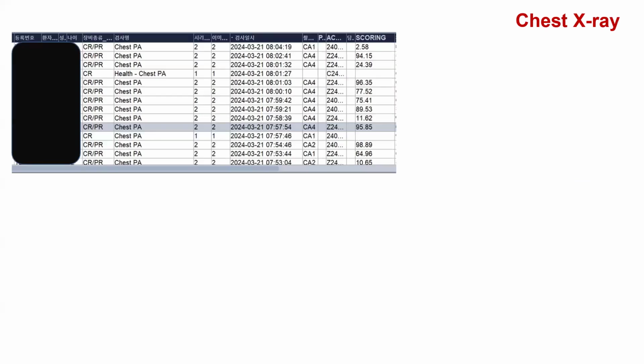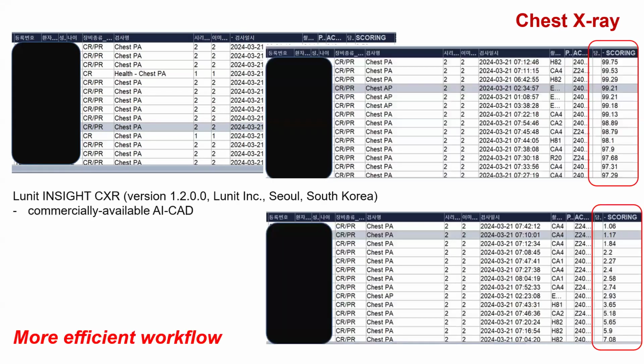This is a list of chest X-rays scheduled for interpreting at our hospital's PACS on March 21st. With so many images, it can be difficult to decide which one to interpret first. AI can be used to prioritize the readings based on how serious the illness is.